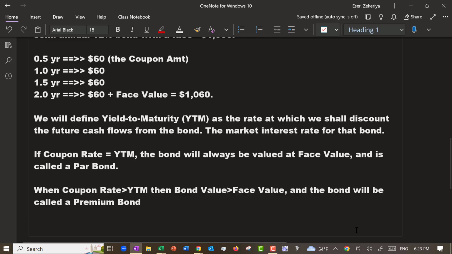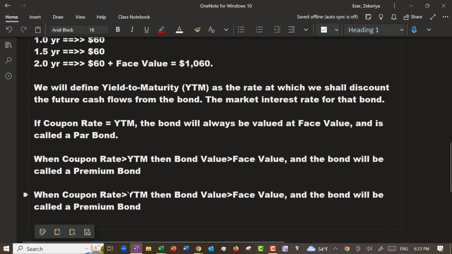When coupon rate is less than the yield to maturity, bond value will also be less than face value, and the bond will be called a discount bond. Now, the terms premium and discount do not carry any positive or negative connotation. Premium bond only means the value of the bond is greater than the face value. That's all there is to it. And the difference between the two is called the premium of the bond.